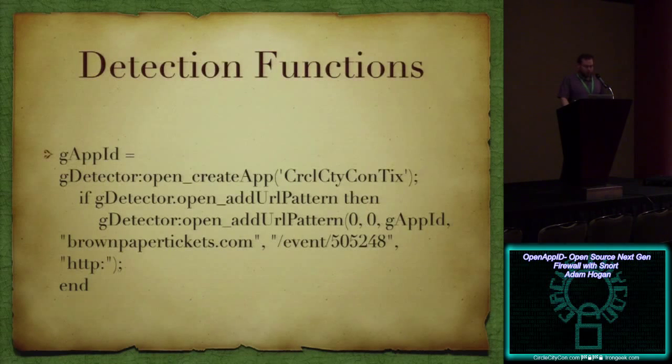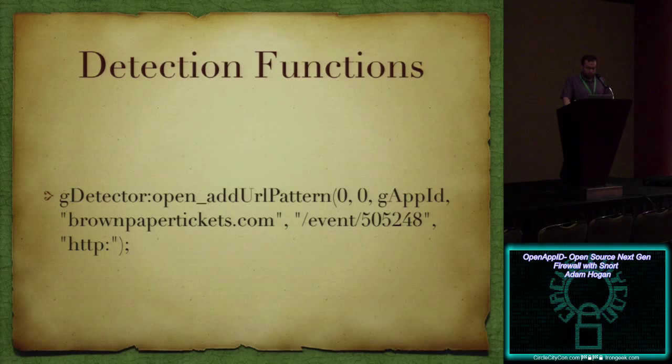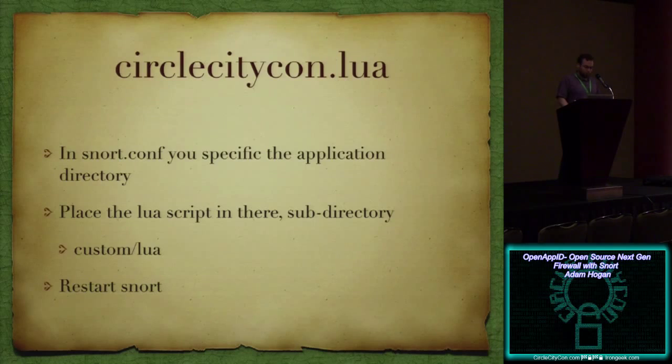Let's see. And then I added one more. Maybe we want to track to see who's buying tickets to CircleCitycon. So in this case, it was actually often on a different site. If you go to the CircleCitycon website and click Get Tickets, it brings you here: brownpapertickets.com/event, and then the number there. So I add that to my, again, I'm just running this one Lua script and putting these functions in there. Now I can do that.